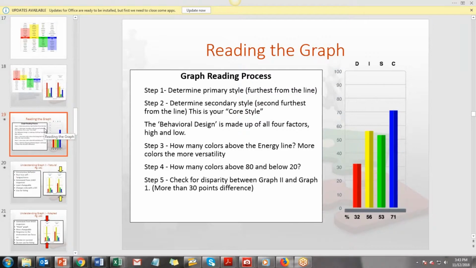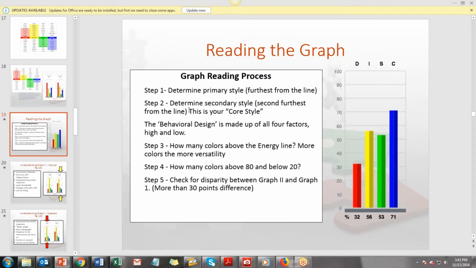Graph 2, your natural style. Right. And I say, well, tell me about what's going on at work. Clarissa, which graph would I look at? You're going to look at graph 1.